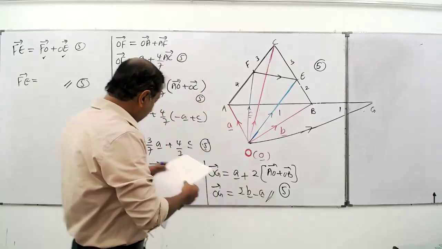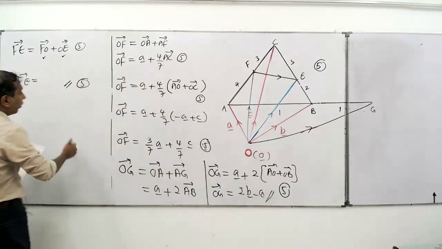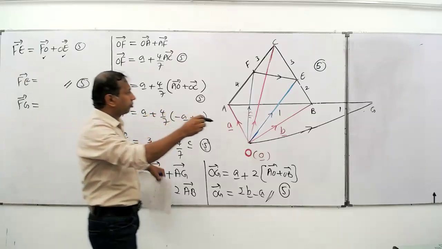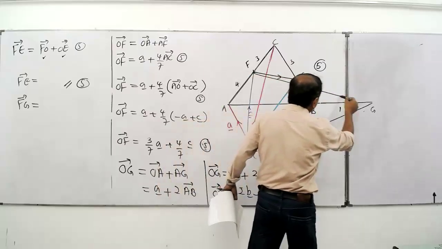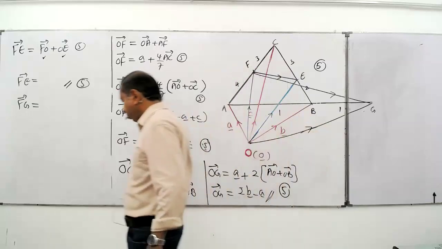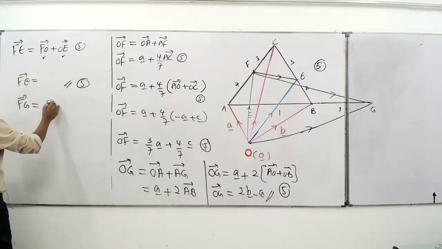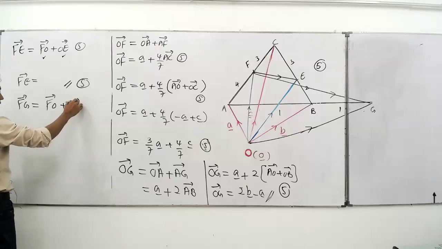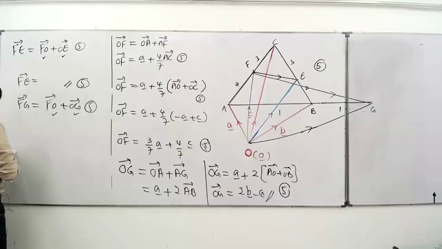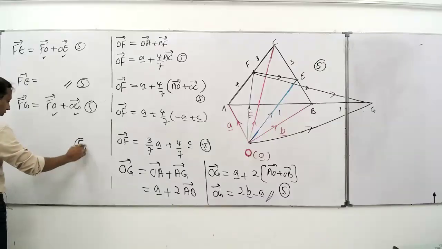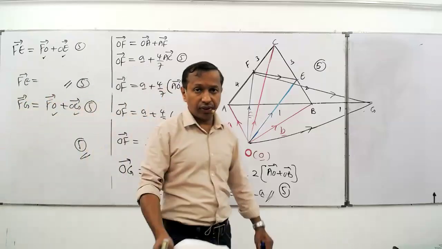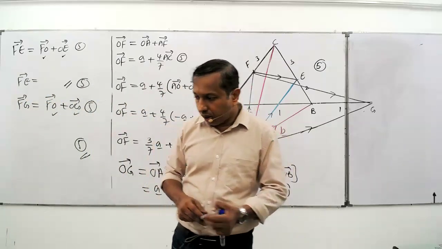And FG you can also write: FG is FO plus OG. This and this, both we know. Just write this and 5 marks come. Substitute and take the answer, and we get 5 marks for the last answer. Understand? This way we can complete the paper.